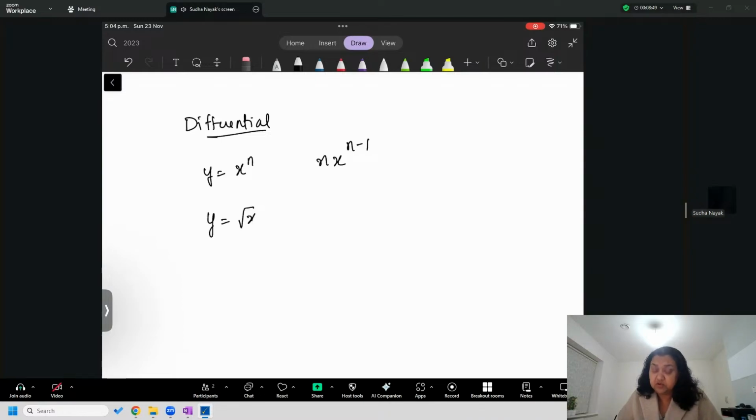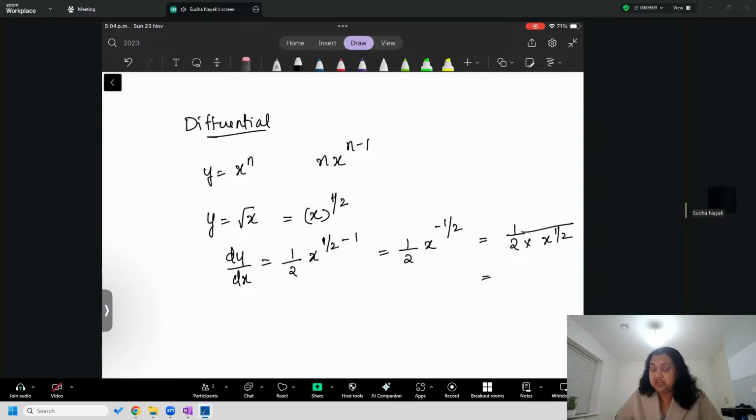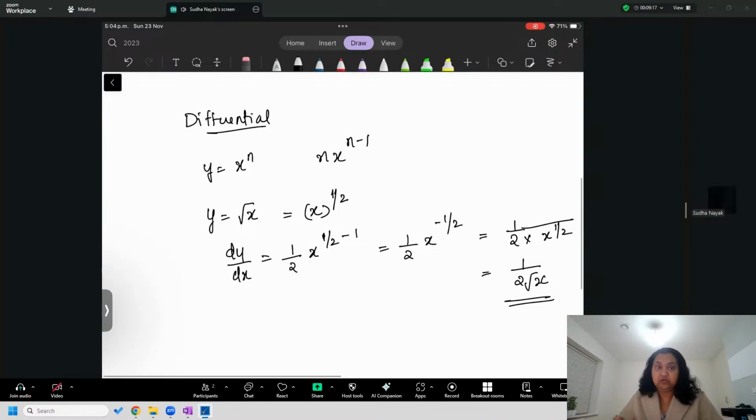Suppose you have y is equal to root of x. You can write it as x to the power of 1 over 2. Okay, this is the first thing you need to do. And then dy by dx will be equal to 1 over 2 x to the power of 1 over 2 minus 1, that is equal to 1 over 2 x to the power of minus 1 over 2. This again you can simplify as 1 over 2 times x to the power of 1 over 2, this will become the denominator, and that will become 1 by 2 root x. Okay, so whenever you see root x, you have to remember, you have to put it as x to the power of 1 over 2, and then you have to simplify.